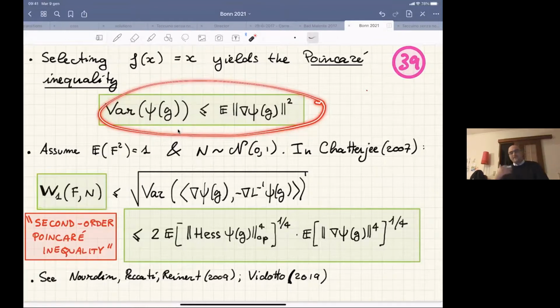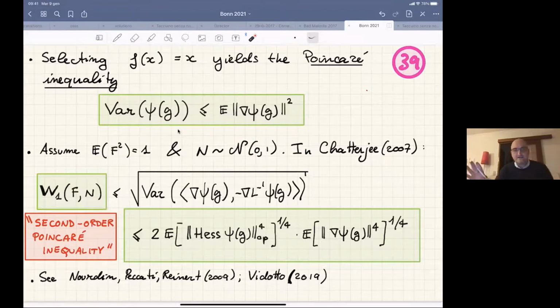Now, the intuition behind, at least in the Gaussian setting, the second order Poincaré inequality, is that if you have a mapping psi such that the Hessian matrix of psi is negligible in some norm with respect to the gradient of psi, then psi is going to be close to an affine transformation, and therefore psi of G should be close to a Gaussian random variable, because affine transformations of Gaussian vectors are Gaussian random variables.